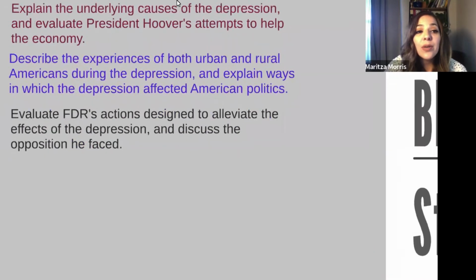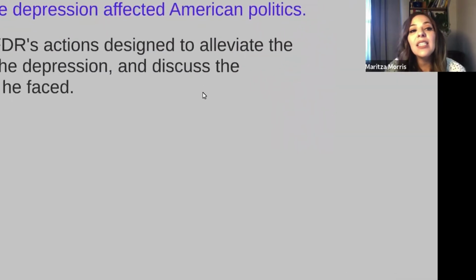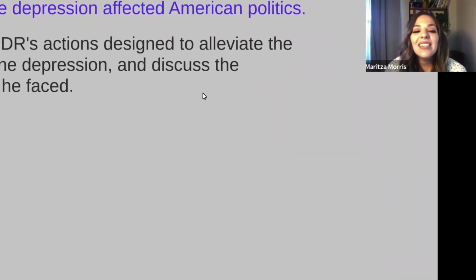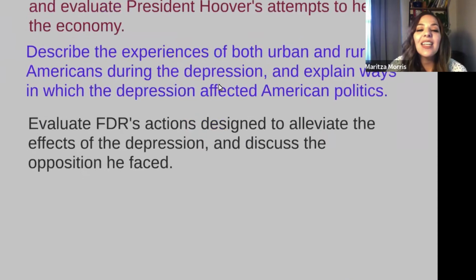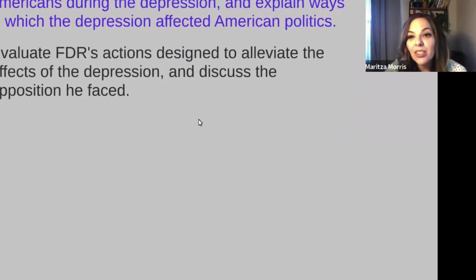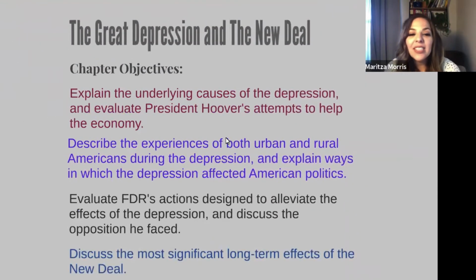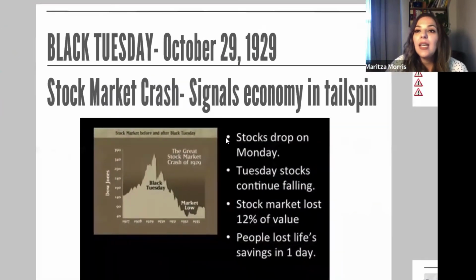We are also going to evaluate FDR's actions as designed to alleviate the effects of the Depression and discuss the opposition that he faced. And then lastly, we're going to discuss the most significant long-term effects of the Great Depression. We'll talk about the different New Deal programs and the opposition to these programs as well.